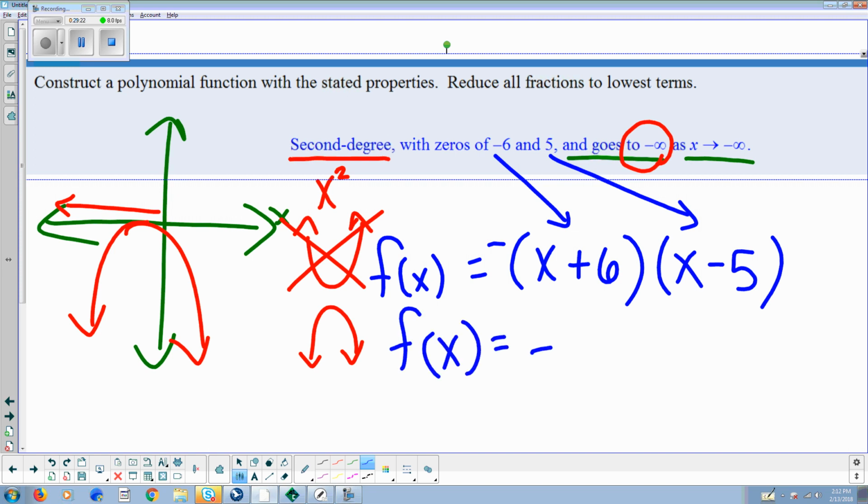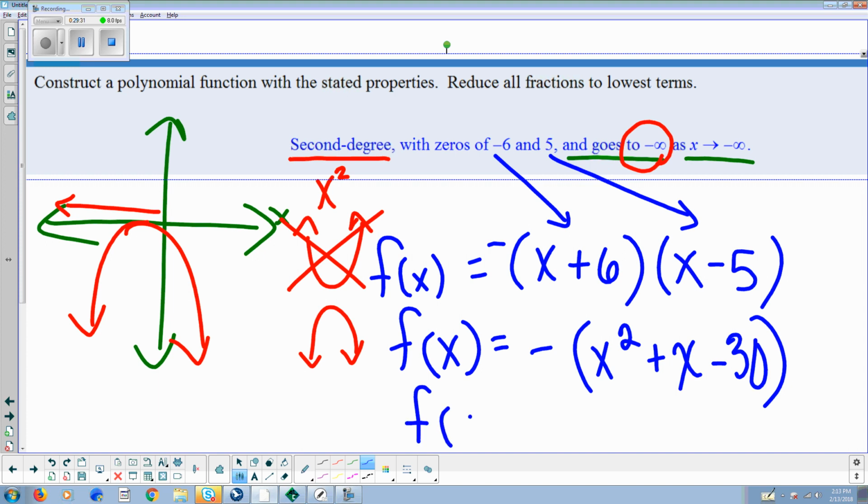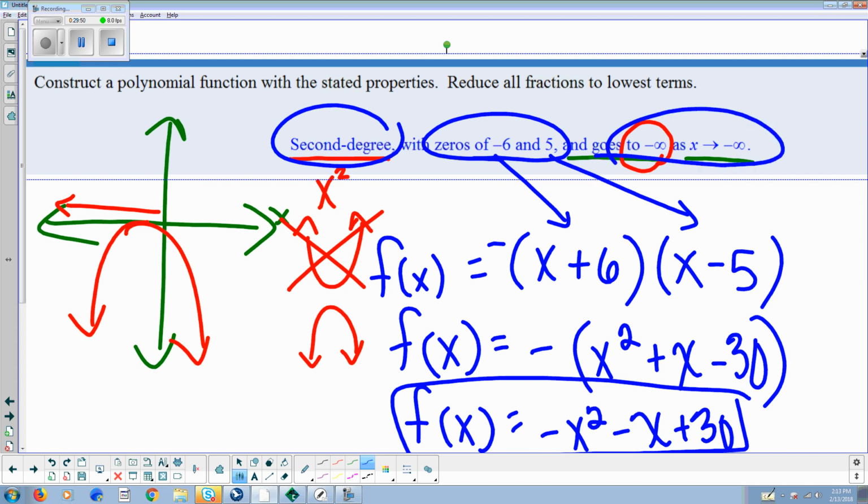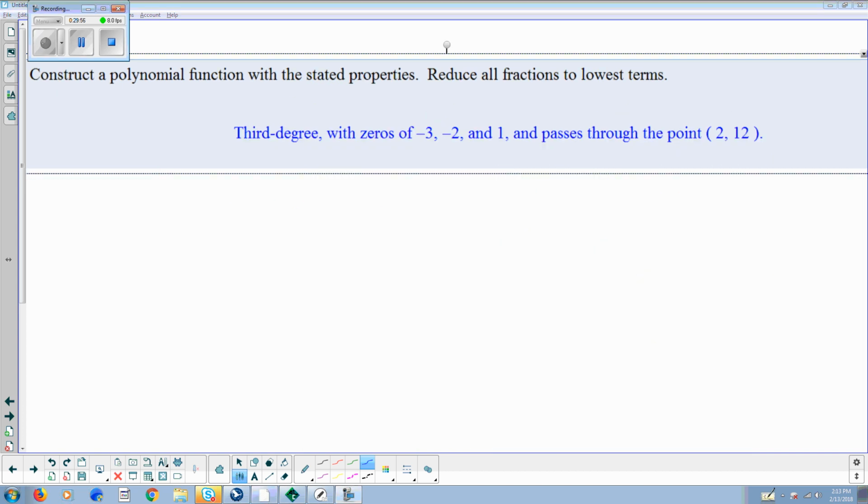Now, to construct the function, I'm just going to simplify. So I'm going to use FOIL. I get x squared minus 5x plus 6x, that's plus 1x, minus 30, and then distribute in the negative. So f of x equals negative x squared minus x plus 30. This is the function that meets the criteria. Second degree, x to the second power. Zeros are negative 6 and 5, and it goes to negative infinity as x approaches negative infinity. So it's got to be frowning.